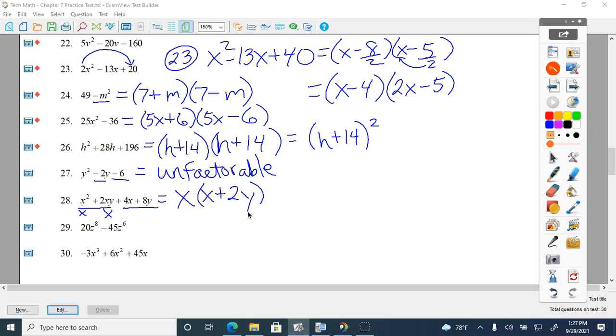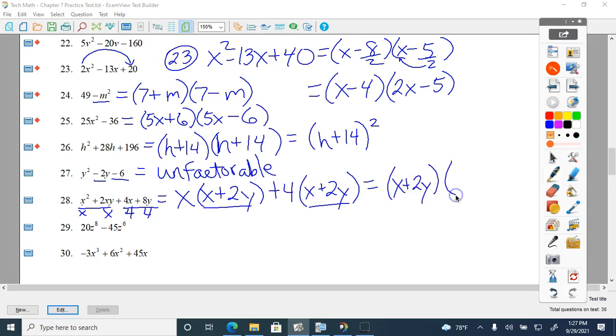Okay? What's the second group have in common? 4. So I take out the 4. And again, I get x plus 2y. What do they have in common? x plus 2y, so I can bring it out front. Okay? So x plus 2y times what's left would be x plus 4. That would be your final answer.